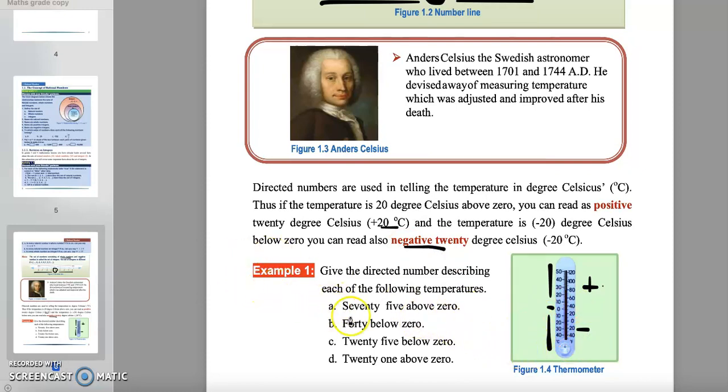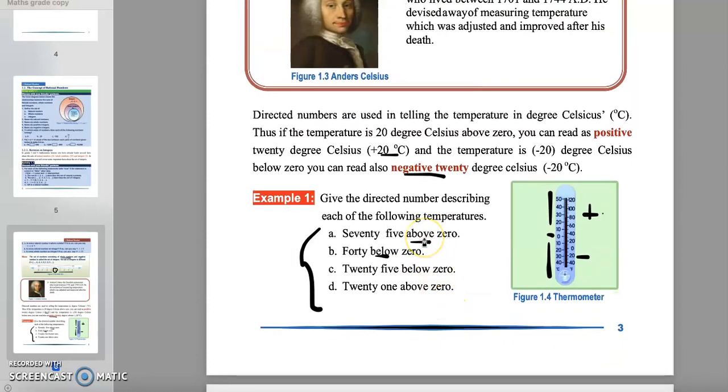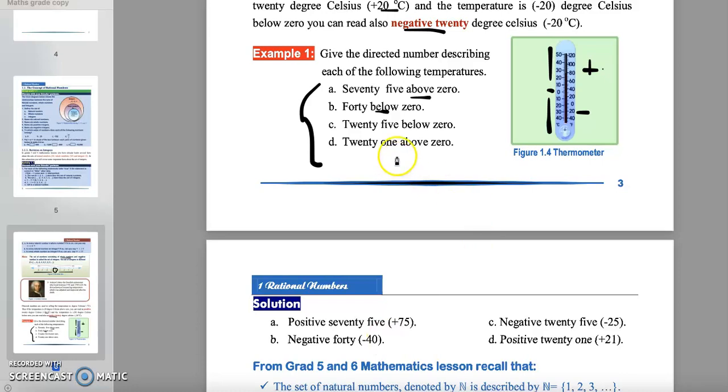So let's do these examples. The first thing in order to solve these examples is to identify the difference between above and below. So in the case of above, anything above 0 is positive, and anything below 0 is negative. Once we identify that, we can see 75 above 0, which says above, so it's positive 75. 40 below 0, which is below, so it's gonna be negative, which is -40.